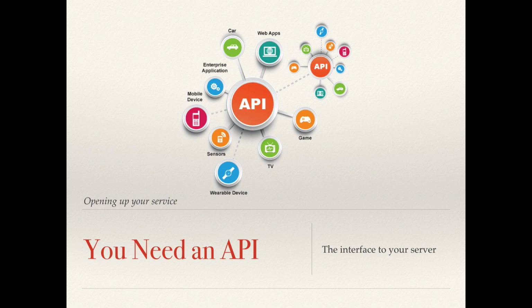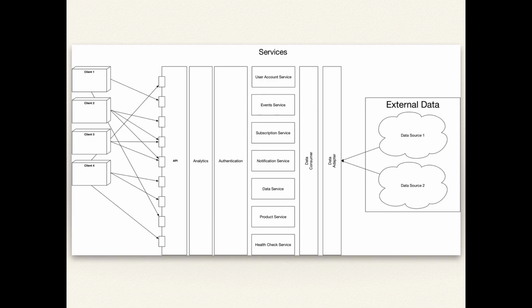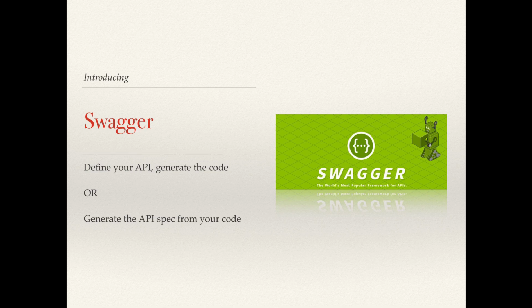All right, so now you have your backend solution up and running. Let's talk about the need for an API. This is going to be the interface to your server, to your data, to your services that you're going to provide your client or your customer. So let's take a look at our diagram that we have again. Our clients on the left-hand side are going to talk to our server via the API. One way that we're going to define and create our API is with Swagger.